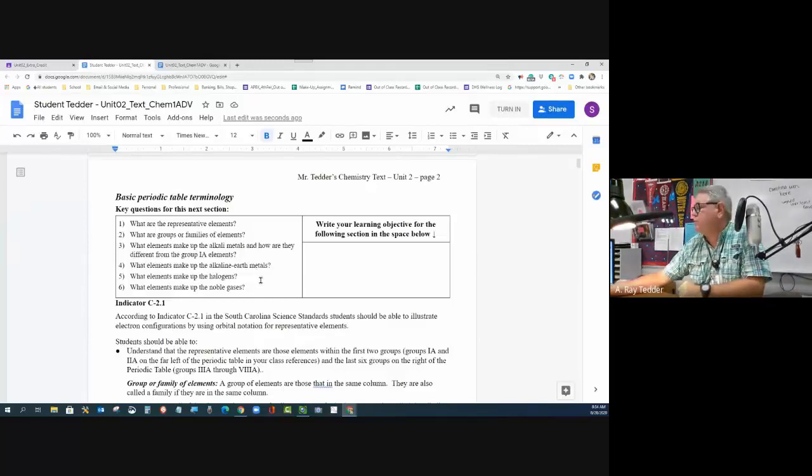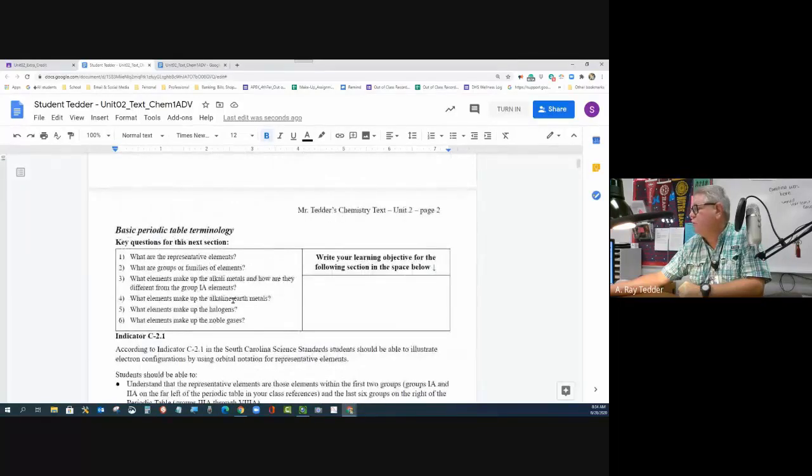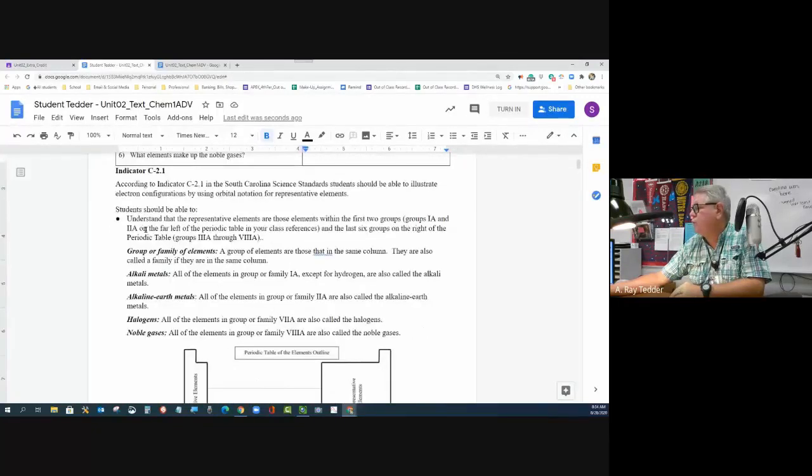And the questions are: what are the representative elements? What are groups or families of elements? What elements make up the alkali metals, and how are they different from group 1A elements? What elements make up the alkaline earth metals? What elements make up the halogens, and what elements make up the noble gases? So as you go through here, you should be able to figure that out and answer those questions. And so if you're going to write your learning objective, you would go through here and look at all these headings. One of the reasons for highlighting headings is to help you focus on the fact that you're going through there and looking at those headings, okay?